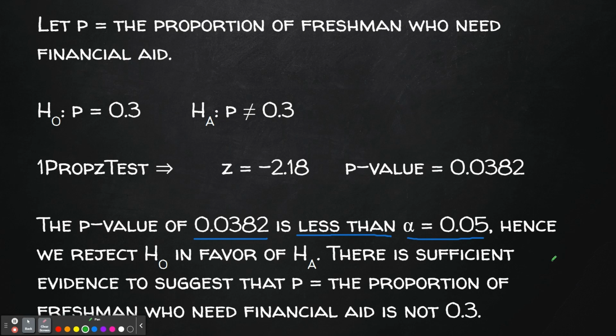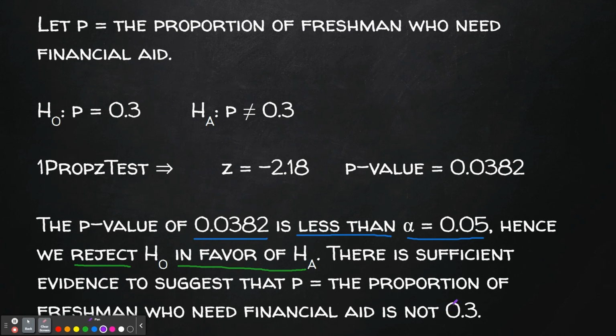Secondly, we're going to then make a decision. Since the p-value is less than alpha, it's evidence against the null, and we're going to reject the null in favor of the alternative. When we run a hypothesis test, we're looking for evidence against the null and evidence for the alternative. That's why we include the "in favor of the alternative" language in that sentence.